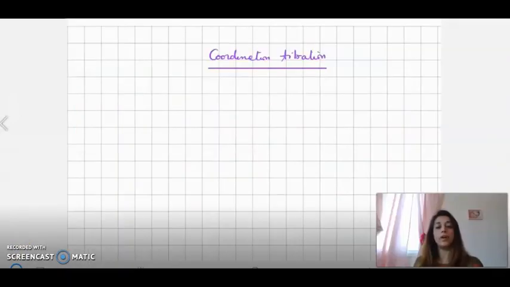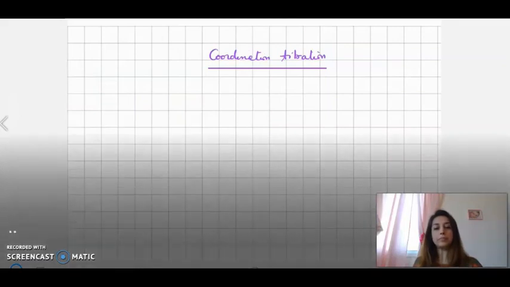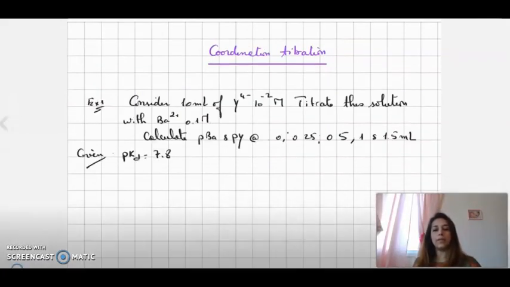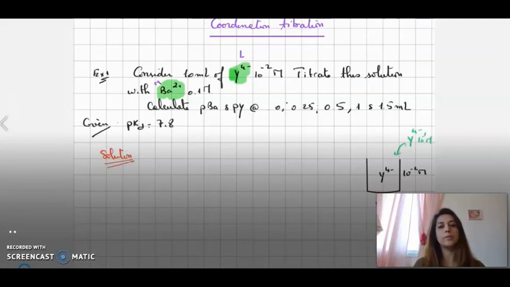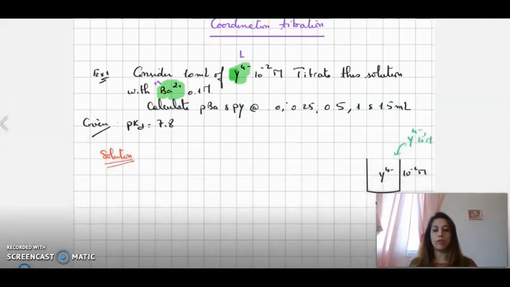Now I want to consider the coordination titration, and I have here an exercise that I want to solve. Consider a 10 milliliter solution of Y4- at 10 to the minus 2 molar. I want to titrate this solution with Ba2+. So in my beaker I have a ligand Y4-, and in my burette I have Ba2+. The exercise is to calculate pBa and pY at different volumes of Ba2+ added.